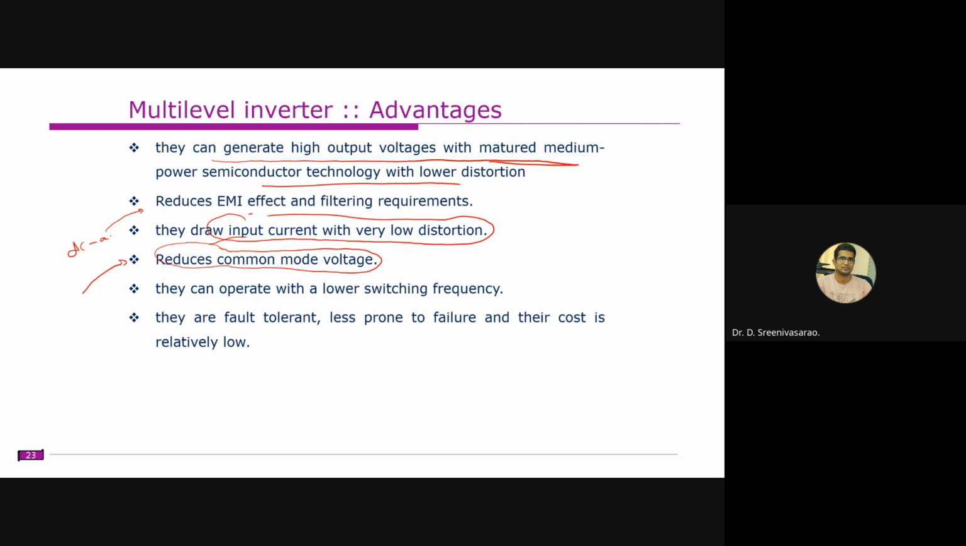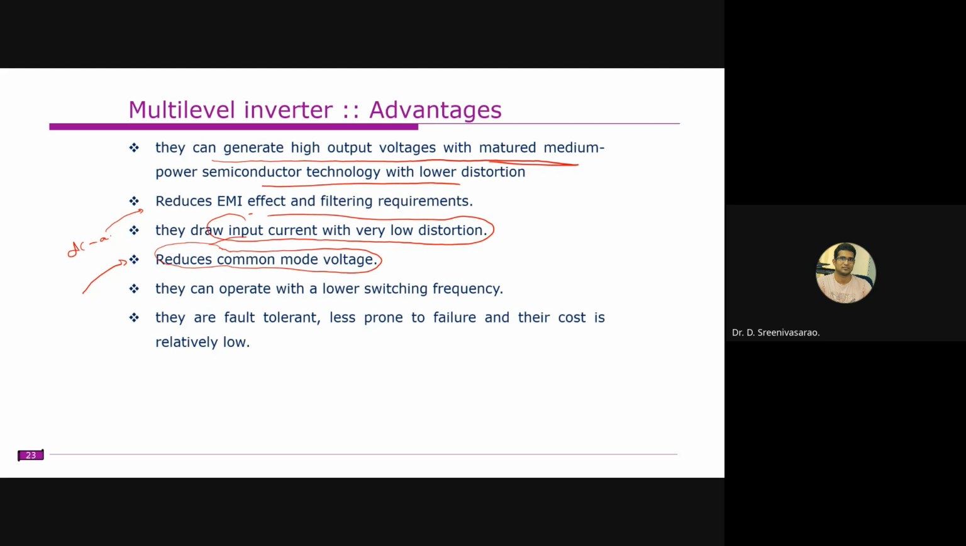So in that case, a huge current will flow through that, and it will generate heat inside the machine. That heat will corrode, or pollute the lubricants, and also pollute the ball bearings and all, right? So that is one of the drawbacks in the case of two-level inverters.